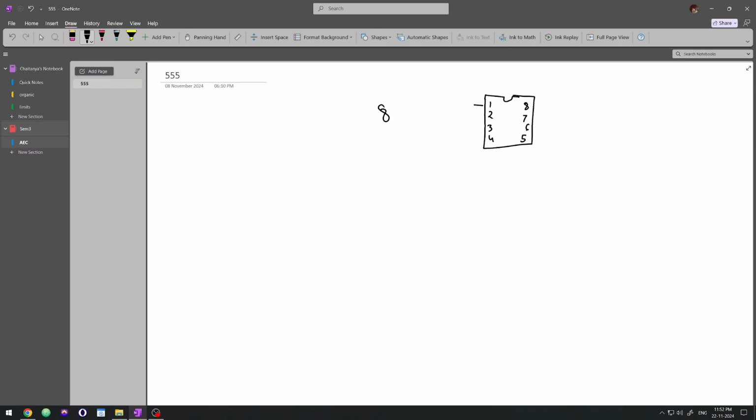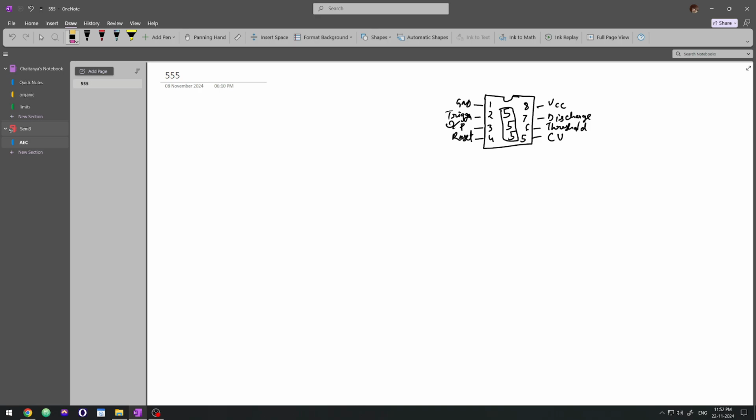The first one is the ground, 8 is VCC, 4 is reset, second is the trigger, 3 is the output, 5 is the control voltage, 6 is the threshold, and finally 7 is the discharge. So keeping these in mind, let's draw the constructional block diagram.